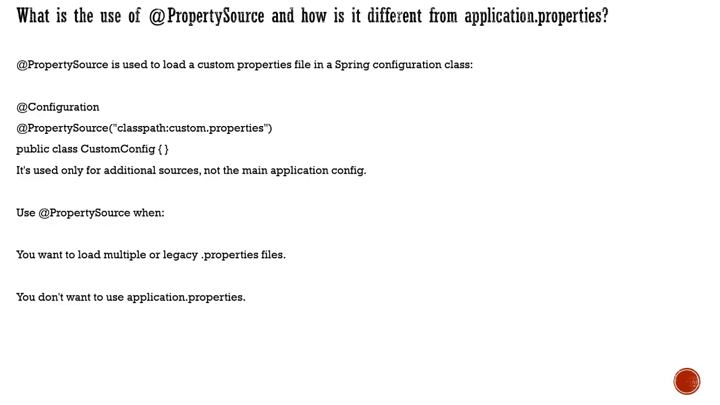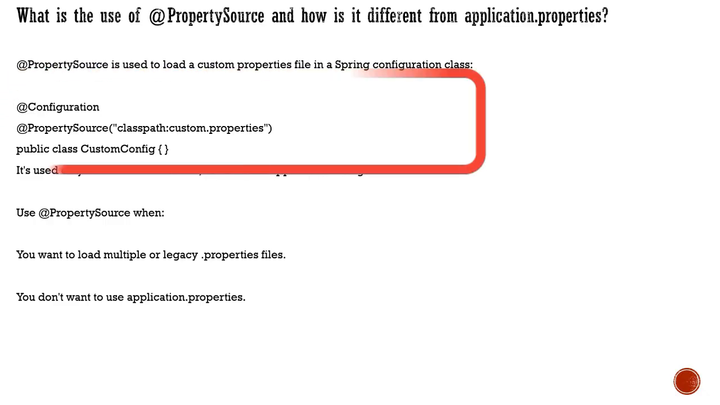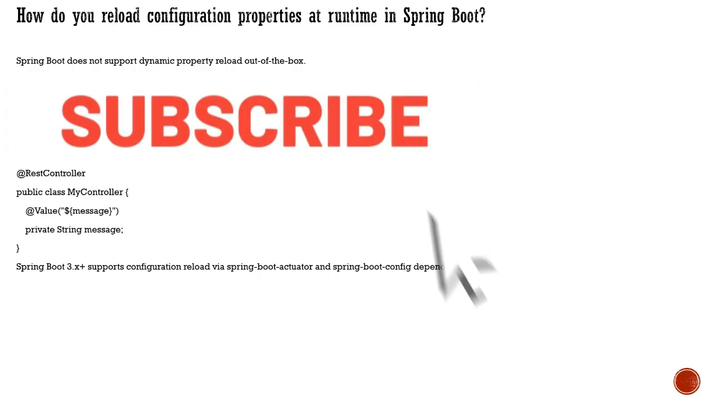Okay, so in this way it is different, where you don't want this particular configuration to be picked up from the application.properties. In that case we use this particular property source.